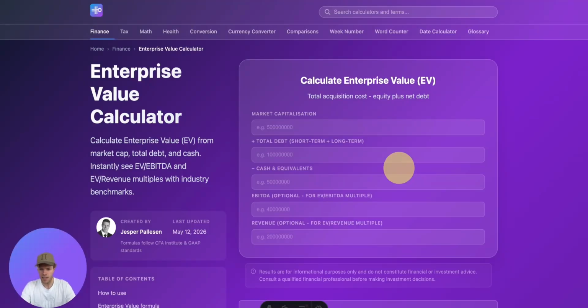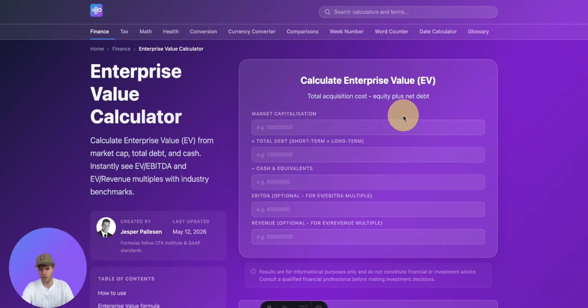If you've ever needed to calculate what a company is actually worth as an acquisition target, accounting for its debt and cash position is a very smart call. And this is where our enterprise value calculator, also called EV, comes into play.